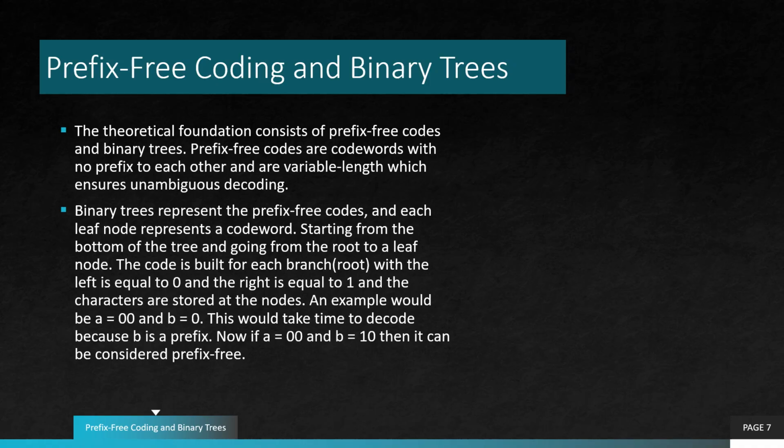Now, if A was equal to 00 and B was equal to 110, then it can be considered prefix free because A starts with 0, B starts with 1. So we know if it starts with 0, it'll be A. If it starts with 1, it should be B between the two.